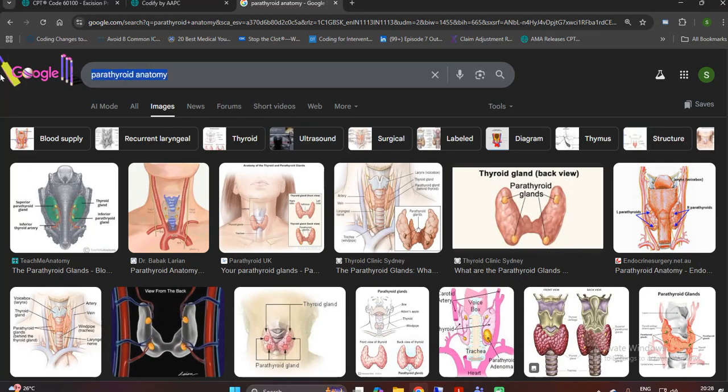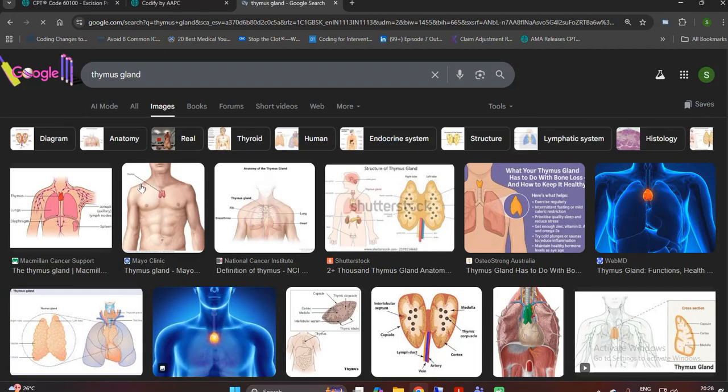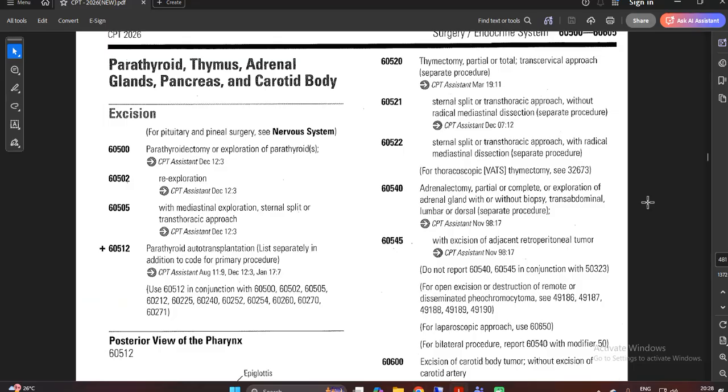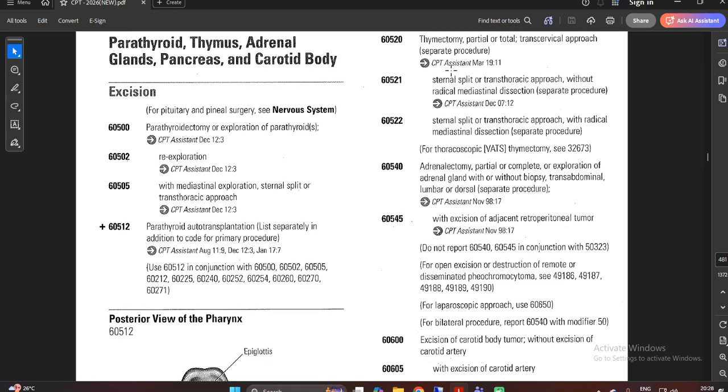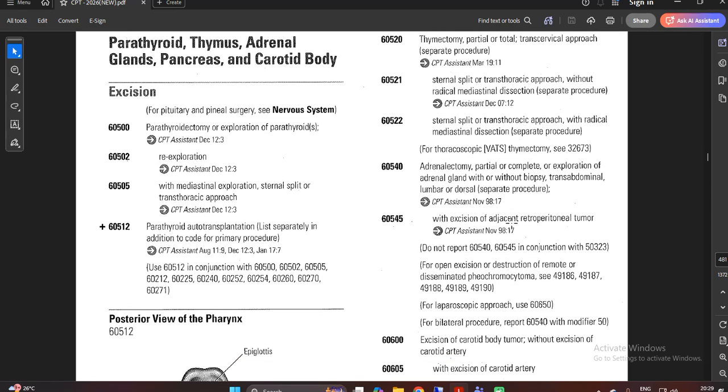So now you need to understand where you see the thymus gland. Okay. So here is the thymus gland. So this is the thymus gland. So at that time you will use 520, 521, 522 based on these keywords. Okay. So these are all open procedures. If the patient has the same thymectomy using the VATS approach, what is VATS, guys? You need to use 32673. What is VATS?